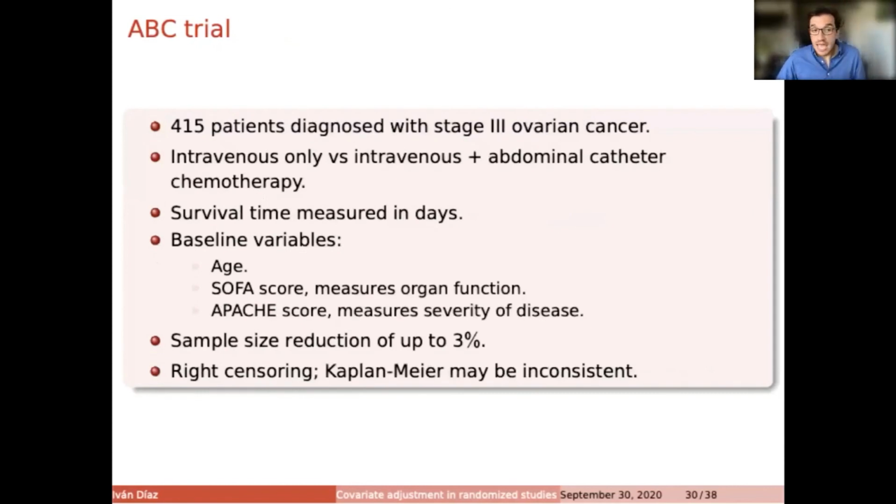We also used the ABC trial, which had 415 patients diagnosed with stage 3 ovarian cancer. There were two therapies being tested, intravenous only versus intravenous plus intraperitoneal catheter chemotherapy. In this trial, the endpoint was survival time measured in days. Again, we had three baseline variables that were prognostic: age, SOFA score, which is a measure of organ function, and the APACHE score, which measures the severity of the disease. For this trial, we found a sample size reduction of up to 3%. Most importantly, we had right censoring, and so the Kaplan-Meier estimator might have been inconsistent.